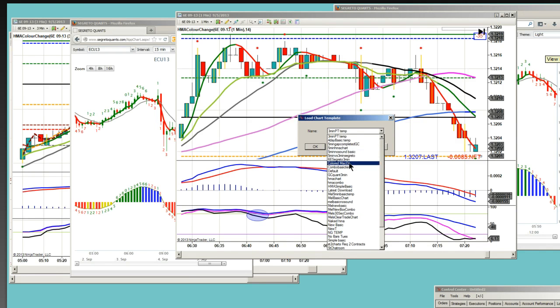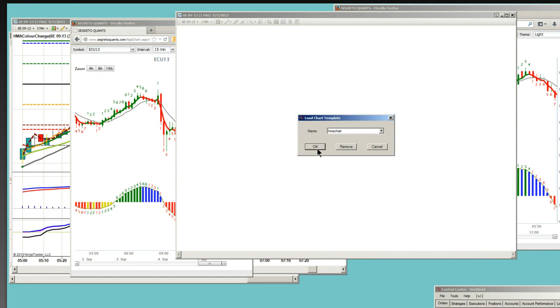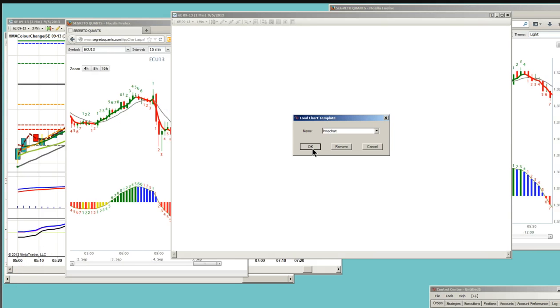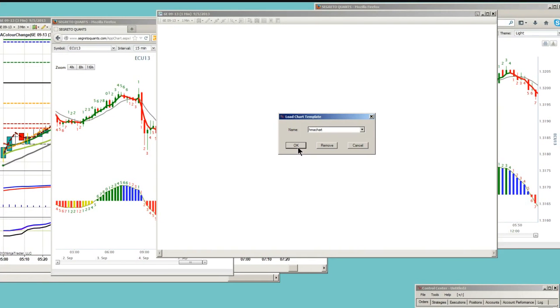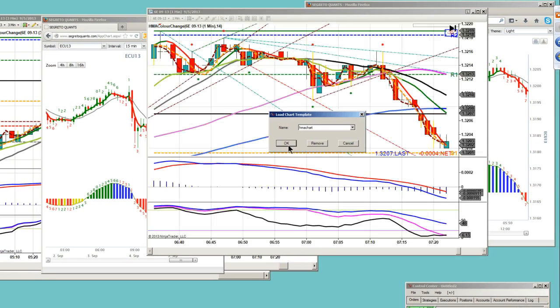So if I was doing trend trade strategies, I don't use the LinReg 4. I only use the LinReg 9 and the HMA. So my chart will look something like this.